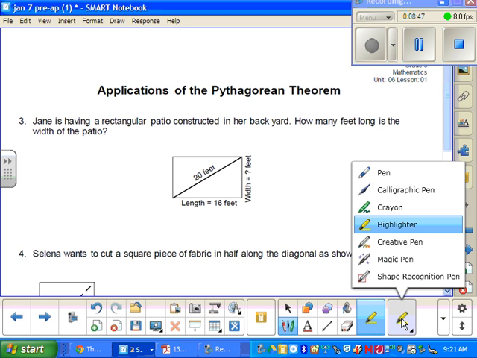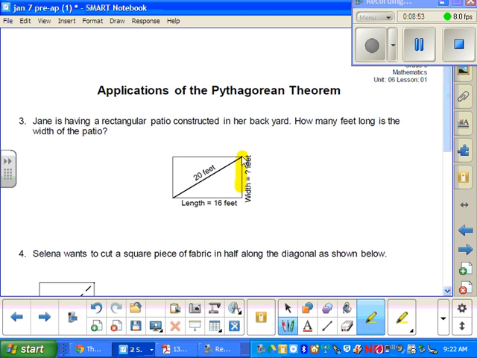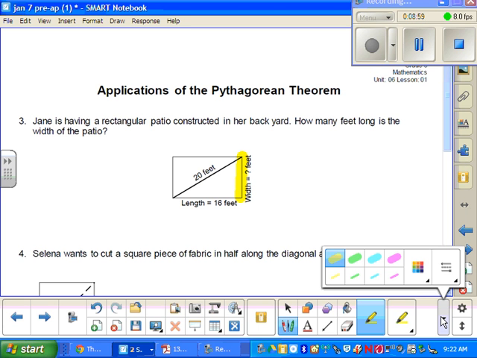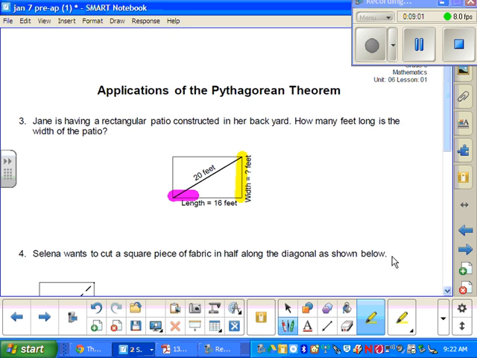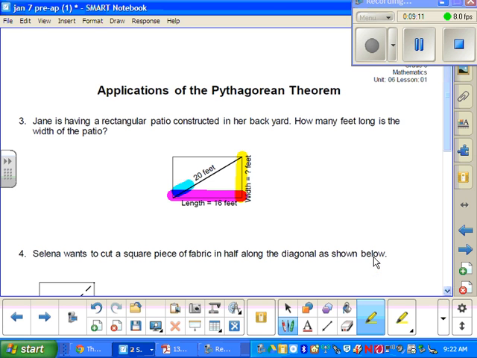Well, let's look at our picture here. What do they give us? They give us the length of the patio, which is 16 feet. But they don't give us the width because if you go back and look at your question, that is what they're asking us to find. Your question is, how many feet long is the width? So we've got to figure that out.